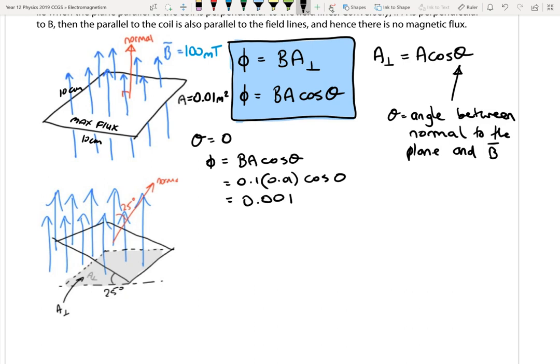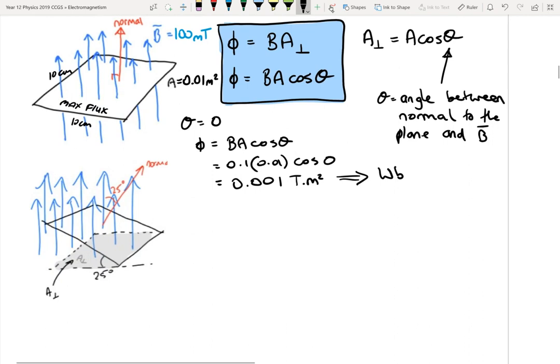0.001. Now let's look at the units. We can simply take the units from what we've multiplied. Magnetic field strength, Tesla, multiplied by area, that's meters squared. However, there is another unit, and that is the Weber, capital W, lowercase b. The Weber. It's capitalized because it was named, again, after some German dude.